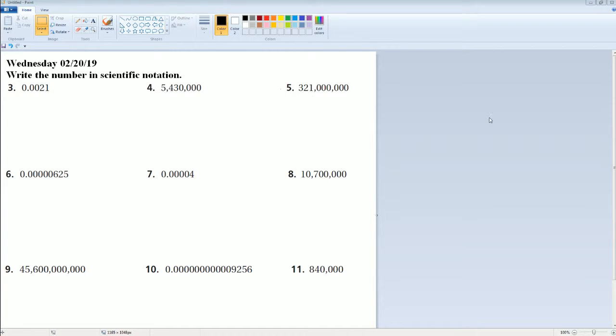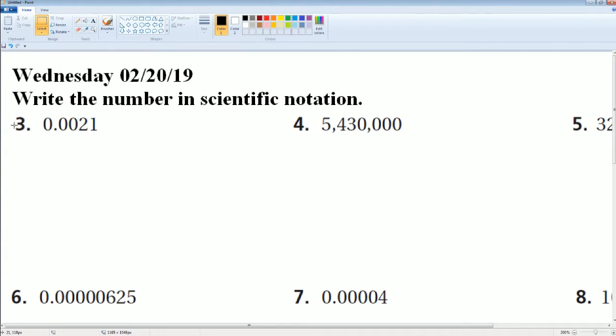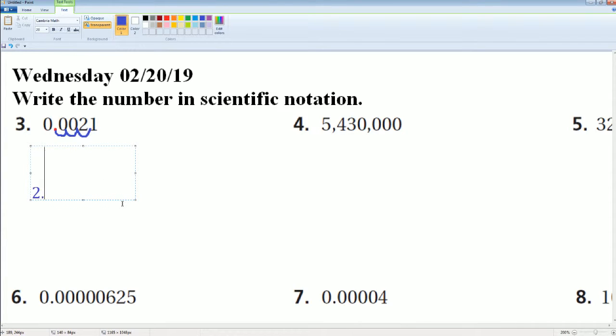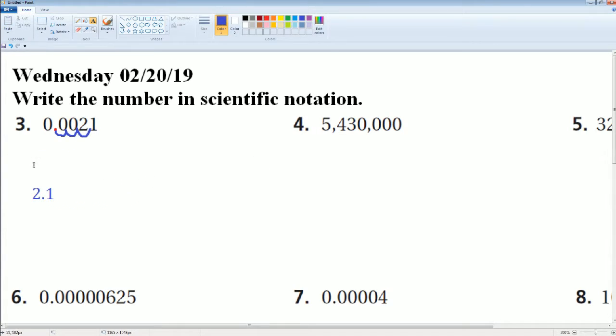Okay? You're going to write the number in scientific notation. Okay? The beautiful part is we already have the decimal right there. Now we can just move it. I'm going to use blue for that. 1, 2, 3. Perfect. 3 spots because I have the number 2.1. Good? That is the number that I want. That's in between 1 through 10.